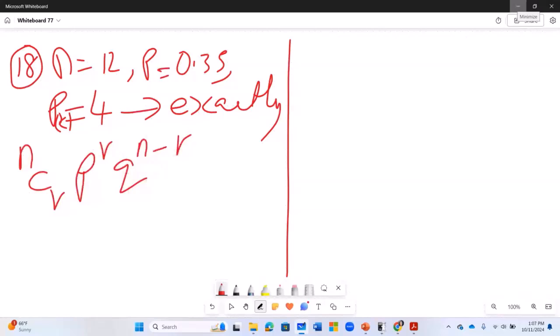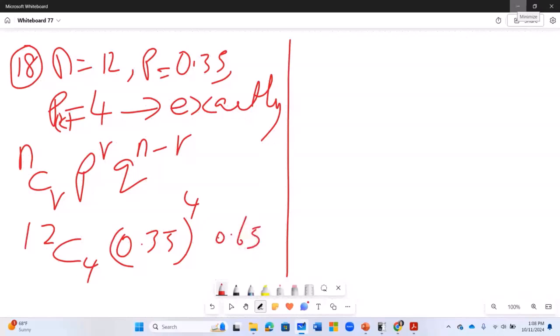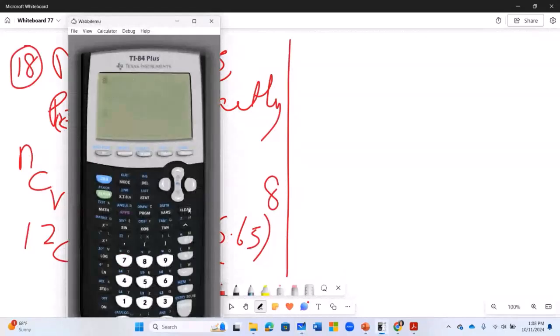You could be told to do it by formula. If you're told to do it by formula, you just plug in 12 combination 4, success 0.35 to power 4, failure, see, failure is 1 minus success. All right, so 1 minus 0.35 is 0.65. So failure, 0.65 to power 12 minus 4, which is 8. So now I can multiply this out without even putting it in calculator. I'm going to do it two ways. I'm just going to do it by multiplying it out. So I'm going to multiply it out, and then I'll turn it on, and I'll clear, and I multiply it out.